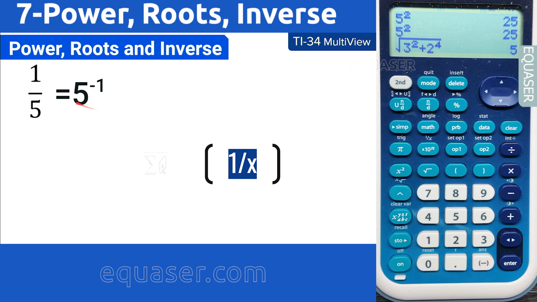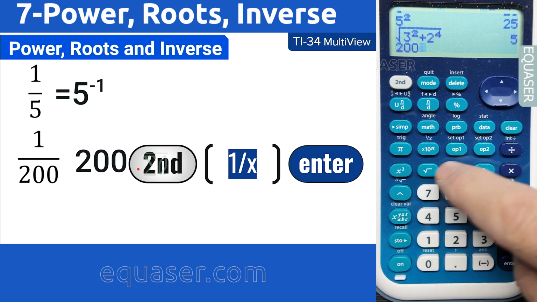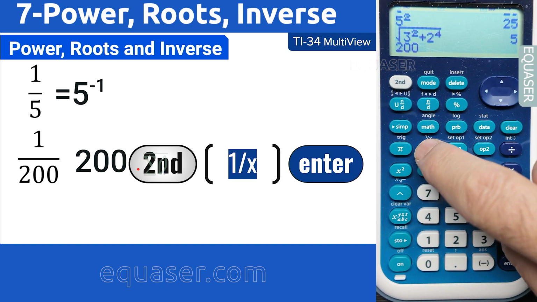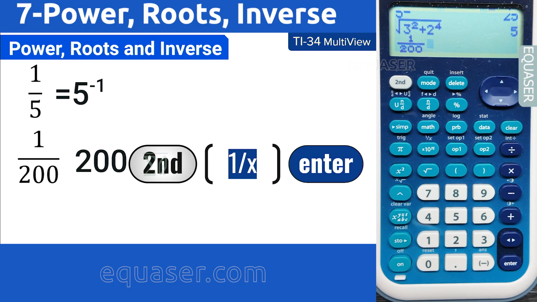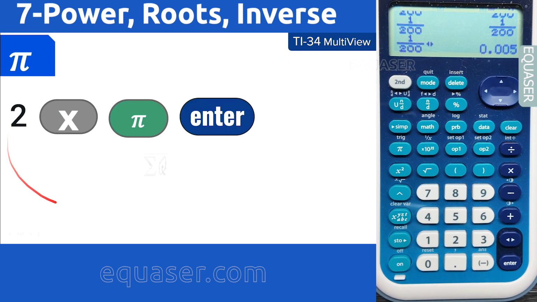1/5 we know is the same as 5 to the power minus 1. If you want to do 1/200, for example, you type 200 and we use this 1/x, second function x, it automatically brings it to the denominator. And if you want to toggle the result, this is the answer.